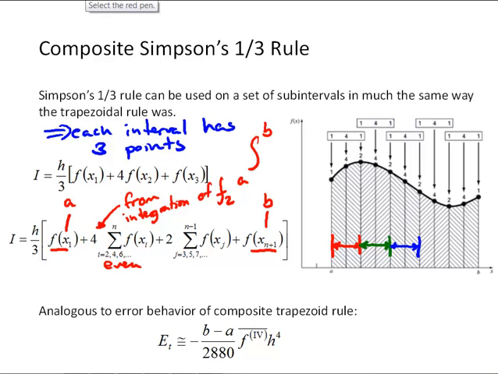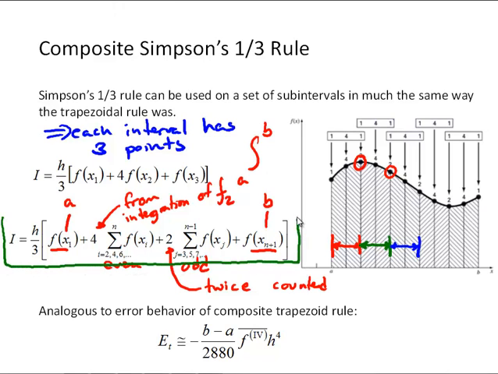But for the odd points, we're multiplying those by 2, because those odd points are getting counted twice, at the end of a first interval and the beginning of a second interval. So they're counted twice. So this is the equation that we use to implement Simpson's 1/3 rule.